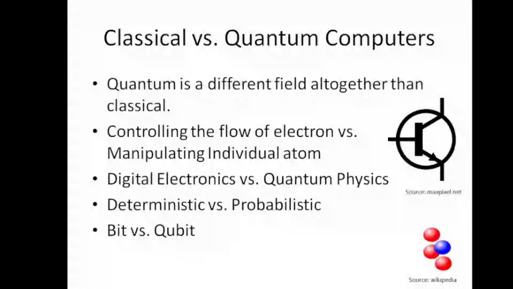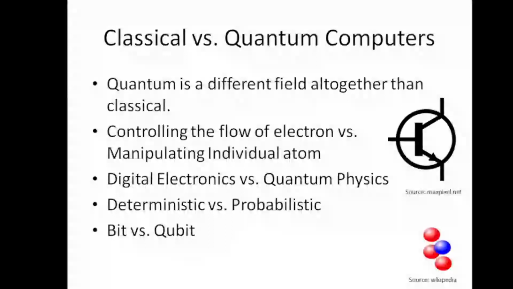Now if we talk about the principles on which these computers are based, classical computers are based on digital electronics, and quantum computers are based on quantum physics. Quantum physics is a field where we study these quantum particles and their behaviors. Using these principles, we are able to build quantum computers, and quantum physics has really helped us understand many of the concepts in physics itself.